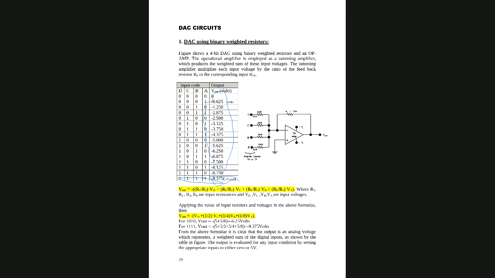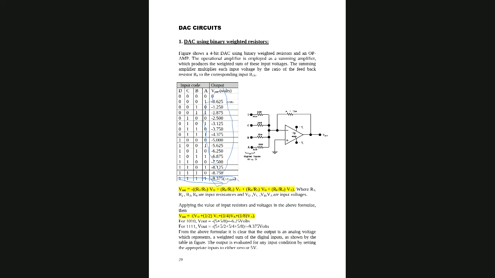Or see from the last step. What is the last step? Minus 9.375, right? Which I find from the formulas. And what is the input? 1111. What is 1111? 15, right? Class, what will I get? Again, I will get minus 0.625. So very simple, my friend. Very simple. In any step, you can find it.